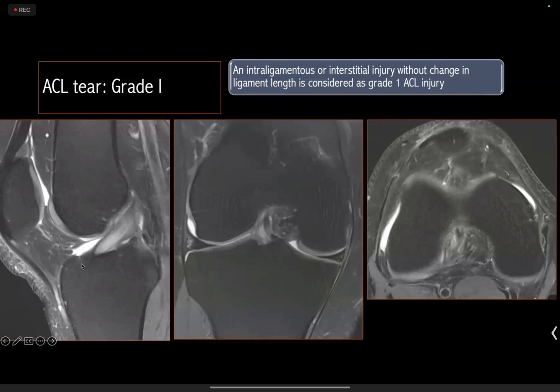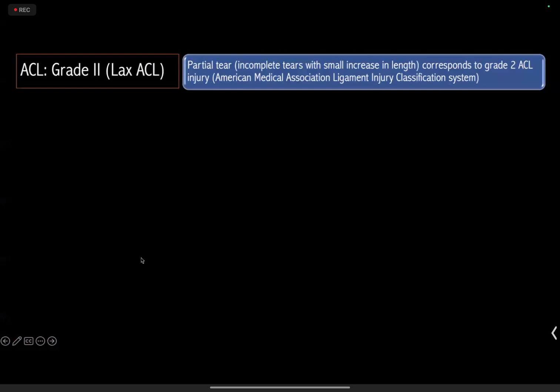So we need to always look at some additional features, like here I can see confused Hoffa's fat pad. I am seeing some sort of marrow edema here, and there would be evident signal between the two bundles. We would be thinking towards the grade 1 type of injury. Here, the continuity of the ligament fibers is maintained.